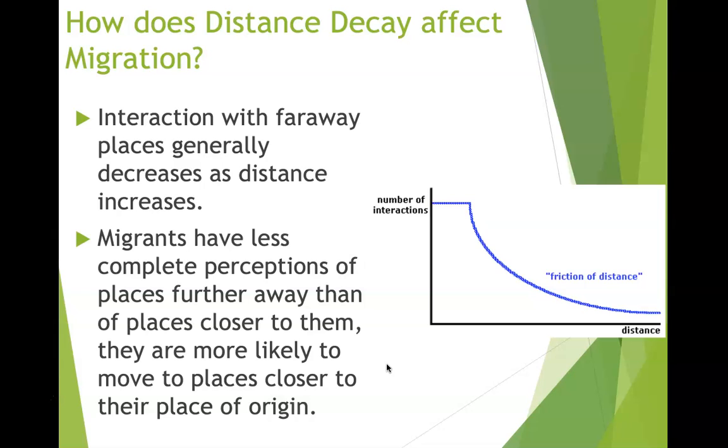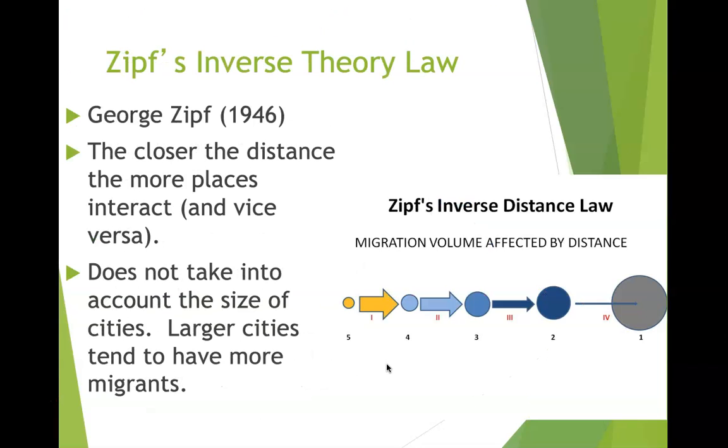And when we look at this in terms of migrants, they have less complete perceptions of places further away from them than places that are closer to them. They're more likely to move to places closer to their place of origin. And this again plays out in Ravenstein's laws as well.